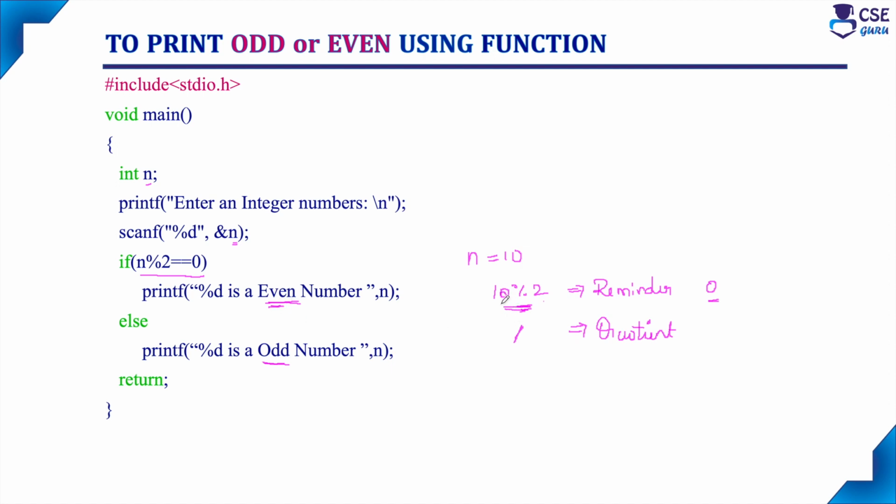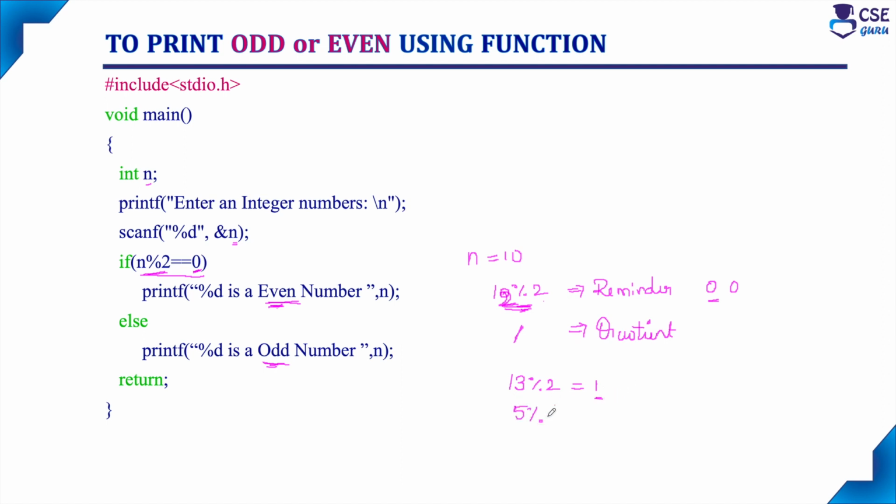For example, 12 modulus 2, what is the remainder we will get? 0. So if n modulus 2 value is 0, the given number is an even number. Suppose 13 modulus 2, what is the remainder we will get? That is 1, which is not 0. If the value is 0, it is an even number. For any other value, the given number is an odd number. So 13 modulus 2, the remainder is 1. This is an odd number.